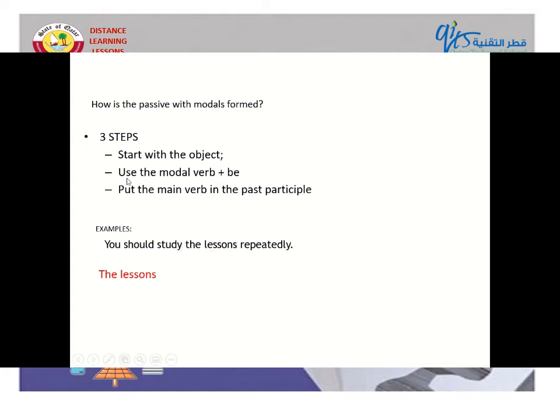Step 2, use the modal verb plus be. The modal verb is should. So we have should be. Great. Step 2, done. Step 3, put the main verb in the past participle. So our verb is study, and the past participle of study is studied. Step 3, done. Then complete our sentence: repeatedly. Great. So now let's answer some questions.